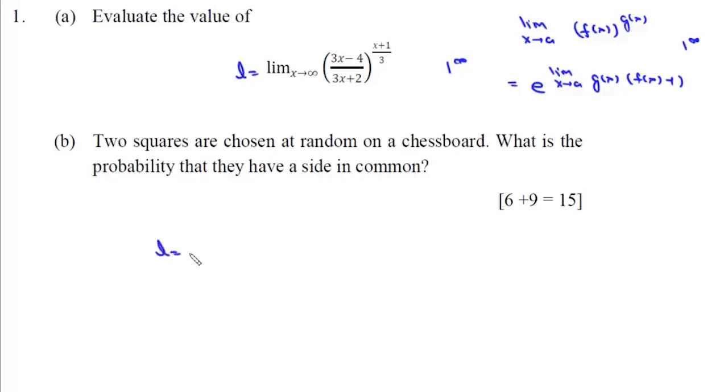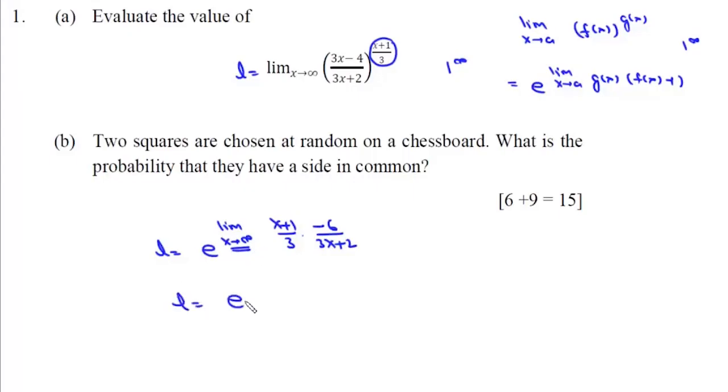Now we can write this as L equals e to the power limit x tends to infinite. Now that's your g(x), x plus 1 by 3 into f(x) minus 1. Now we subtract 1 from it, it will be minus 6 upon 3x plus 2. Now this is infinite limit.